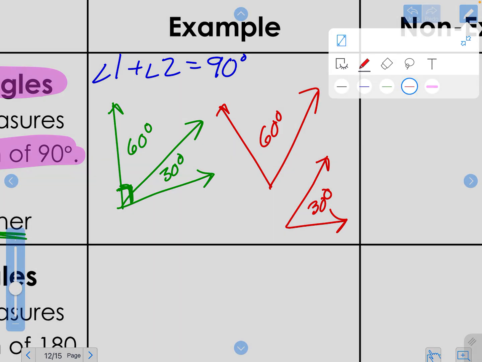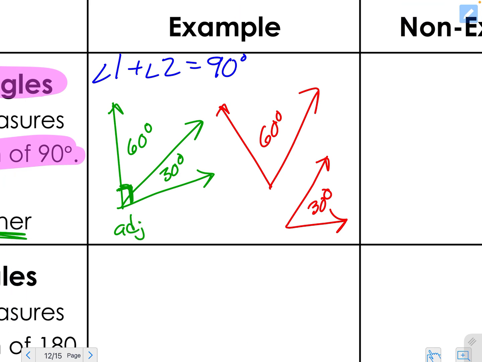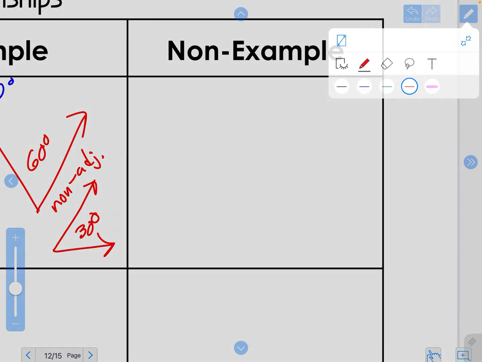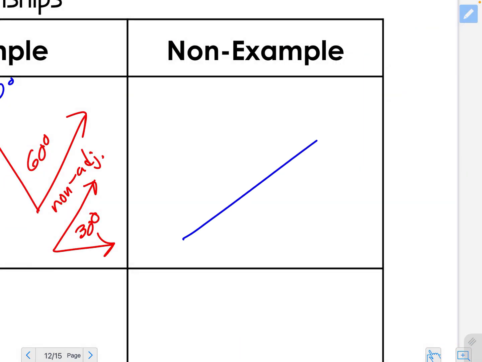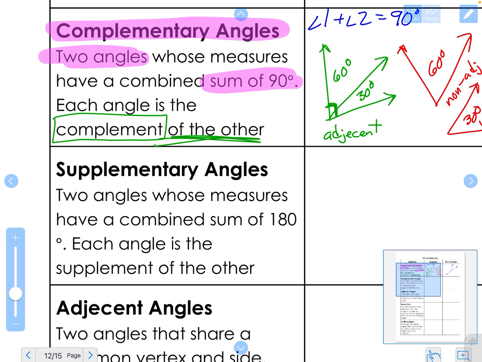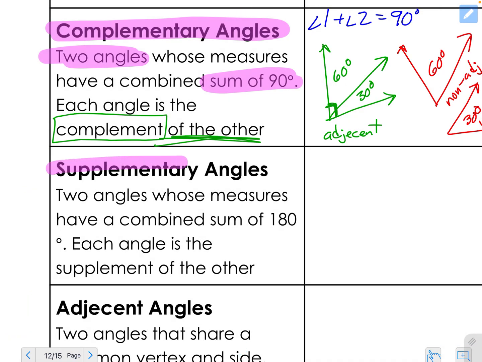The ones in green are going to be what we call adjacent, A-D-J-E-C-E-N-T, and the other two are going to be non-adjacent. I'm just going to stop at ADJ. We're going to talk about what adjacent means in a second. A non-example, or an example of what they would not look like, is if we had a straight angle, because a straight angle is 180 degrees, and these two angles could never be complements.